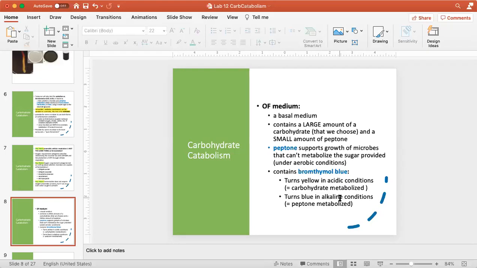This is going to be helpful to us because if the organism is breaking apart the glucose, we're going to get a yellow color change. If it's metabolizing the glucose through either oxidative or fermentative metabolism, it's going to turn yellow. If it's not able to do that, but it can metabolize the peptone just to stay alive, it's going to turn blue. So we've got multiple colors in this test that we need to be able to interpret.